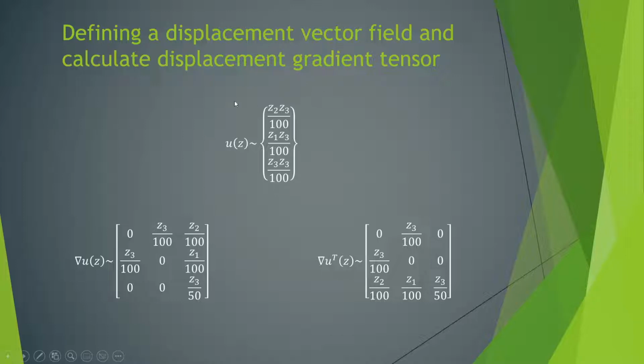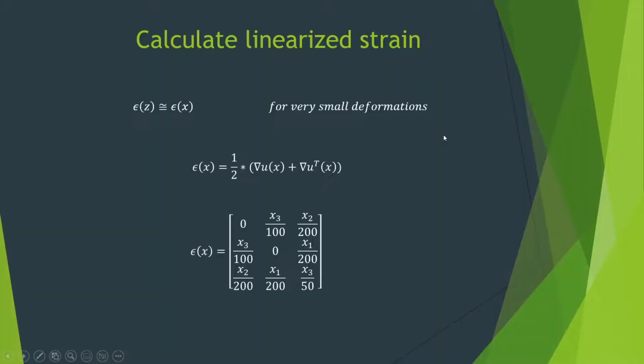So this is my definition of my displacement vector field, and I've taken the gradient of that displacement field to find out my displacement gradient tensor, and I've also taken the transpose in order to calculate my strain tensor. So next we have to calculate my linearized strain, and this approximation holds true for very small deformations. And using this formula, we can calculate my strain tensor. And here is my strain tensor.